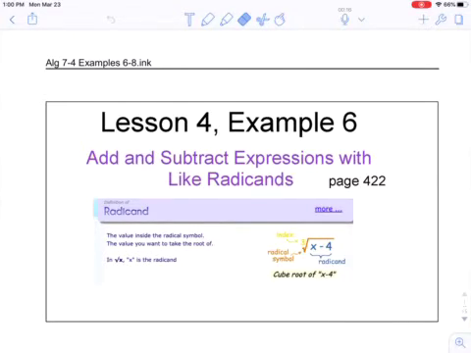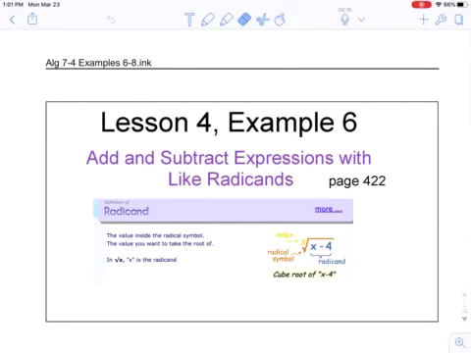The first thing we are going to look at here is lesson 4, example 6. So we're still on chapter 7, lesson 4, example 6. Our new skill is adding and subtracting expressions with like radicands. This is on page 422. You can use the included packet from yesterday's Google Classroom to look at this.